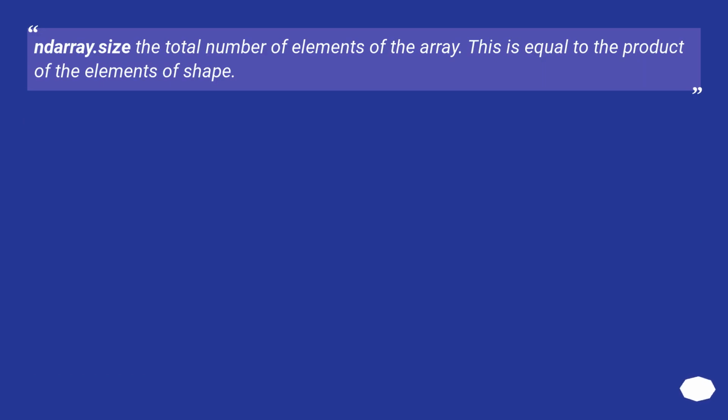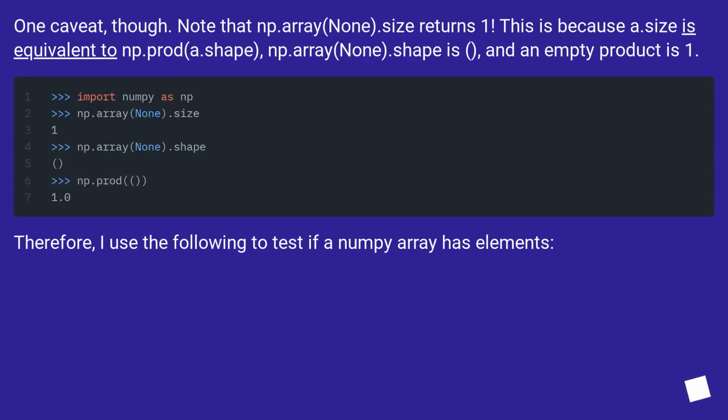ndarray.size, the total number of elements of the array. This is equal to the product of the elements of shape. One caveat, though. Note that np.array(9).size returns 1. This is because a.size is equivalent to np.prod(a.shape), np.array(9).shape is (), and an empty product is 1. Therefore, I use the following to test if a NumPy array has elements.